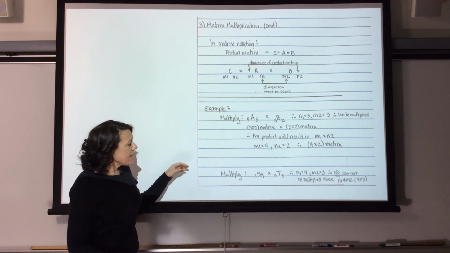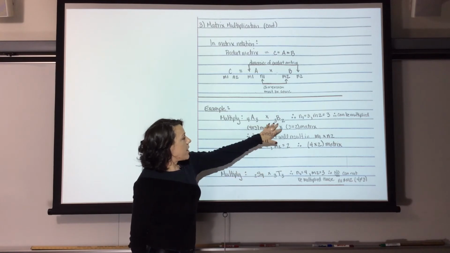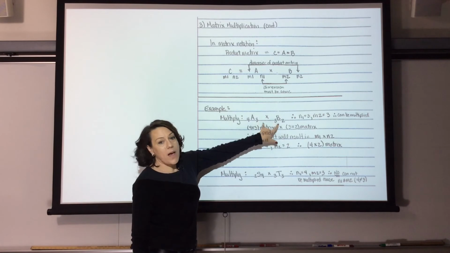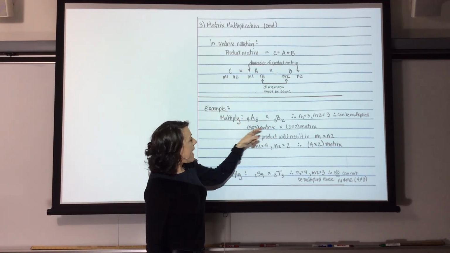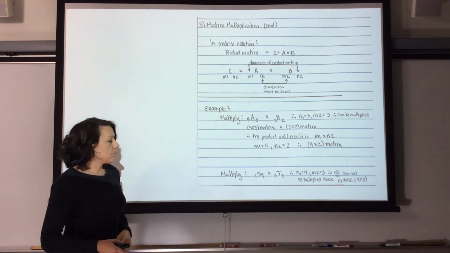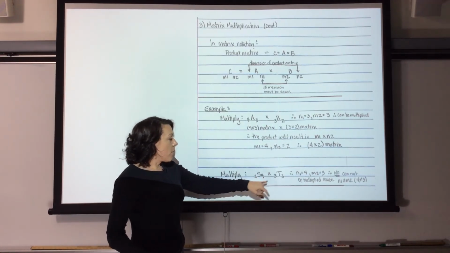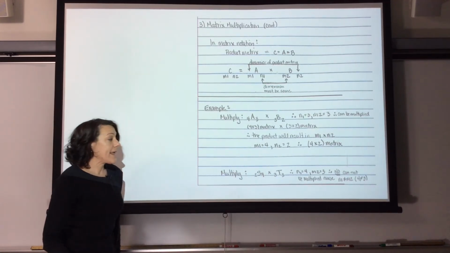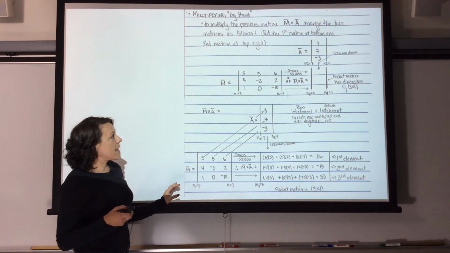Okay? So if I'm looking at a 4 by 3 and a 3 by 2, yes, these two can be multiplied because these two values are the same. Now, the resulting matrix will be a 4 by 2. So again, if I have a 2 by 4 and a 3 by 3, then no, they cannot be multiplied together. Okay? So we'll do an example.